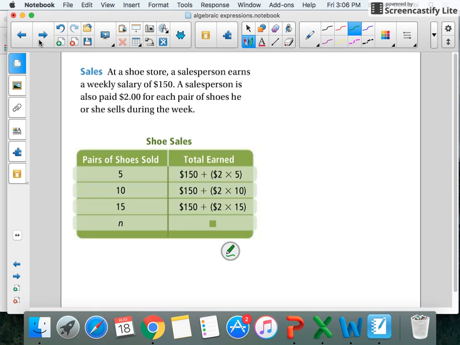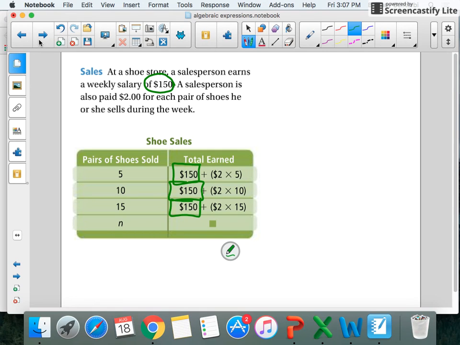All right, our first example here is a word problem. So it says, at a shoe store, a salesperson earns a weekly salary of $150. A salesperson is also paid $2 for each pair of shoes he or she sells during the week. So what we're going to do, if we think about it, every week, no matter what, they're getting $150. But it's based on the pairs of shoes sold. So they get $150 every week, no matter how many shoes they sell.